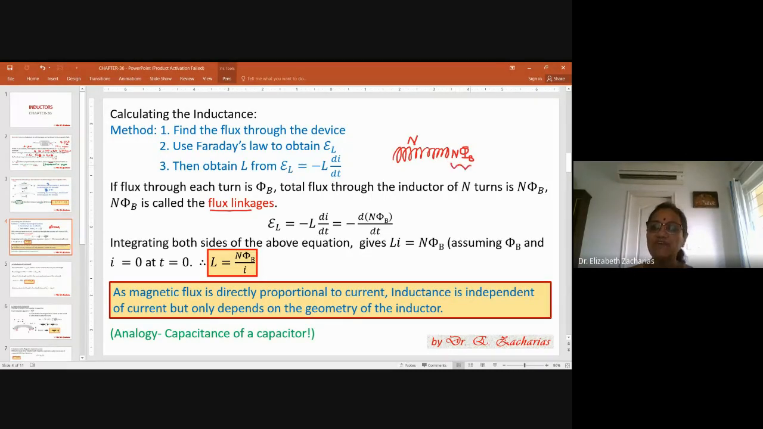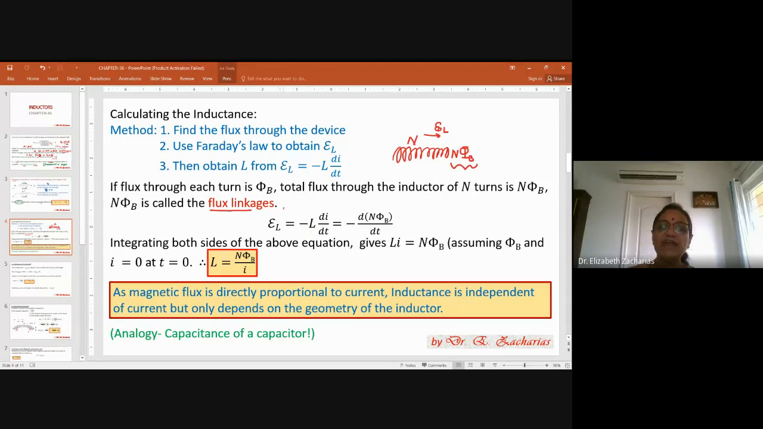Now this N phi B has got a name. It is called flux linkages. Don't think that madam has made some English mistake. No, it is flux linkages. That's the name of the term. N into phi B is called the flux linkages. Okay. So now let us see what is the induced EMF. The induced EMF in this inductor is minus L di by dt. This minus comes from Lenz's law.